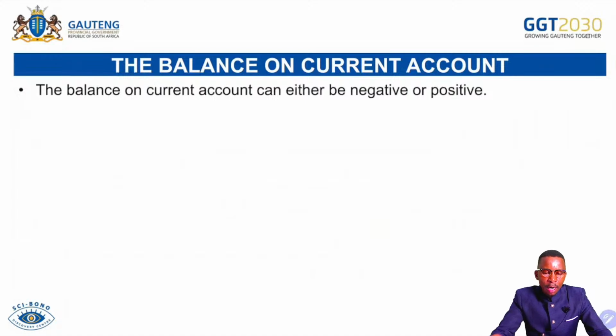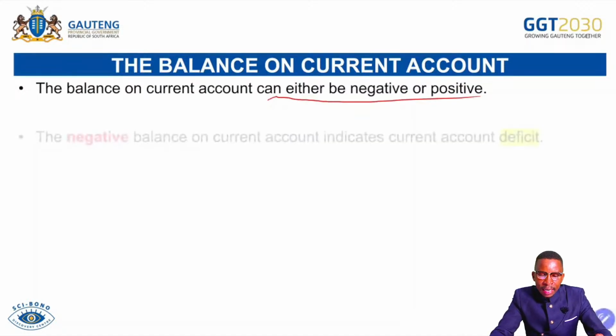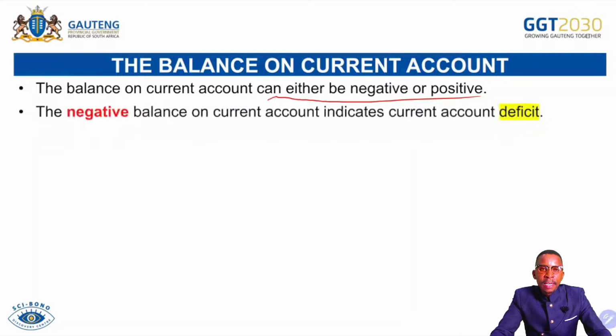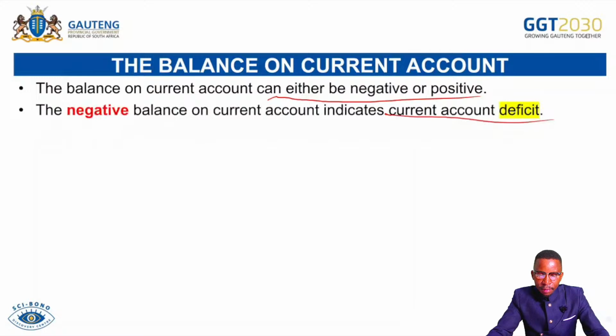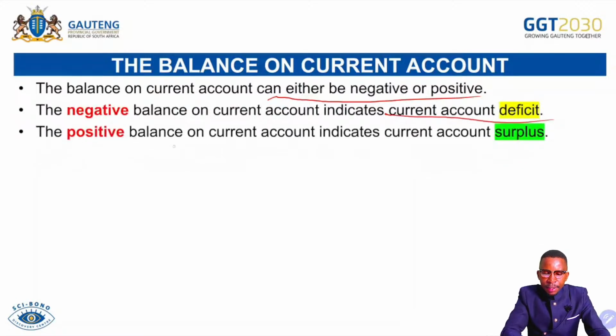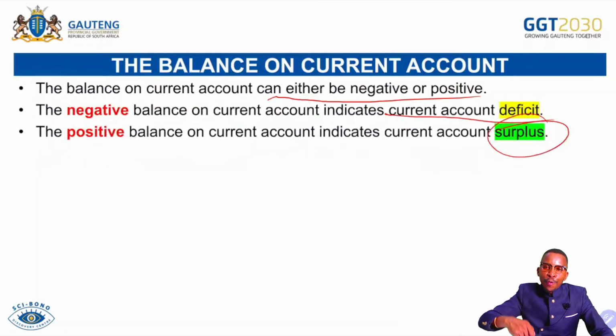So the balance on current account can either be negative or positive. If the balance on current account is negative, that means the inflow of foreign currency is less than the outflow of domestic currency. There's more currency going out than coming into the country. Then we call that the current account deficit. And the positive means the surplus, because that simply indicates that the inflow of foreign currency is more than the outflow of the domestic currency, meaning we are very competitive in terms of exchanging goods and services.